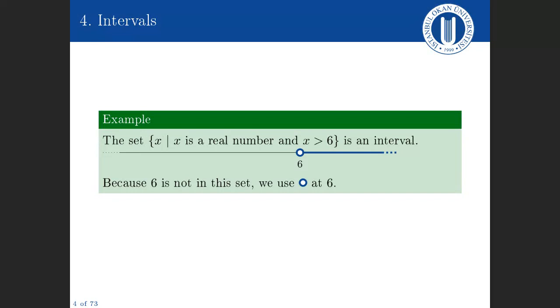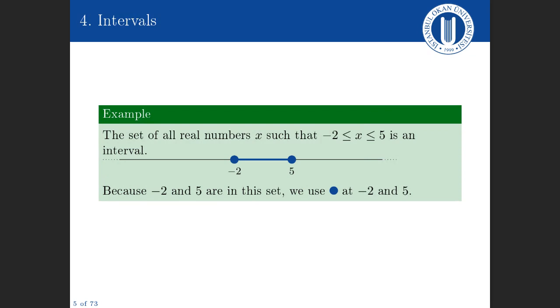So, for example, the set of x such that, this vertical line means such that, x is a real number and x is strictly greater than 6 is an interval. I've tried to draw a picture of this interval. It starts at 6 and it goes all of the way to the right, all of the way to infinity. Because the number 6 is not in this set, we draw an open circle at 6. This set has at least 2 points in it. For example, 7 is in the set and 8 is in the set, so rule number 1 is satisfied. And there's no holes inside the interval. As soon as we start at the left point and we go all of the way to the right, there's no holes in it. So this is an interval.